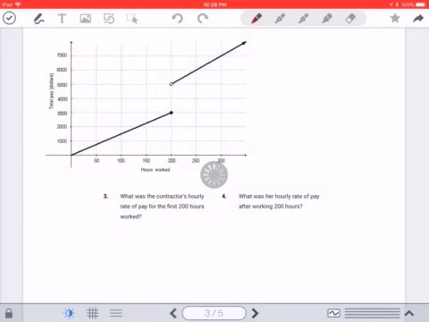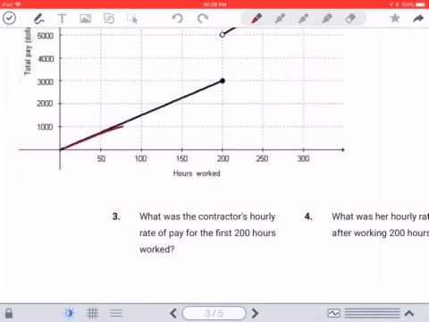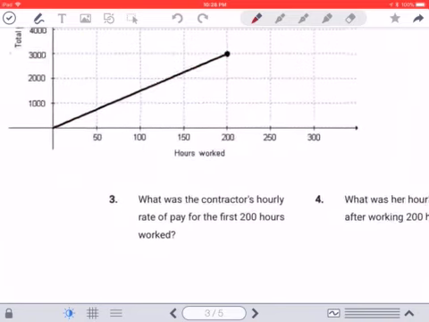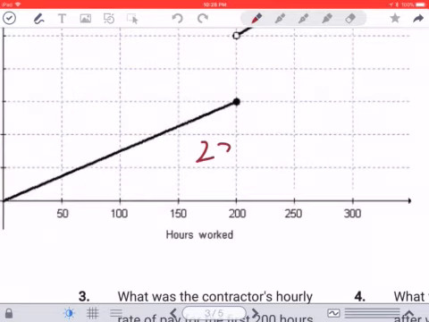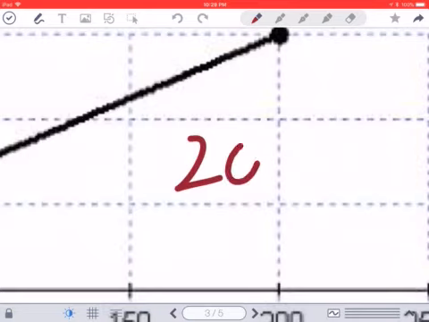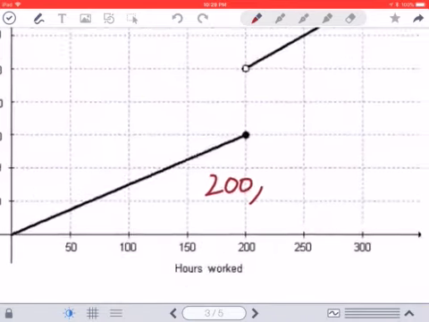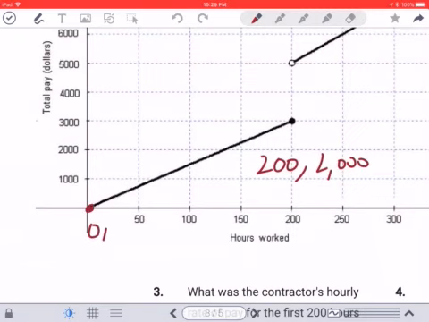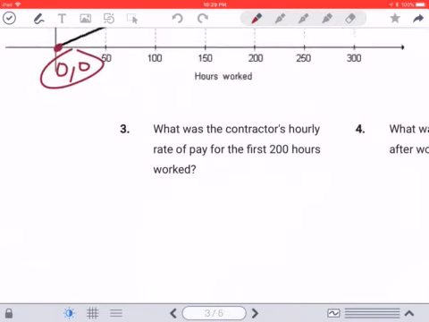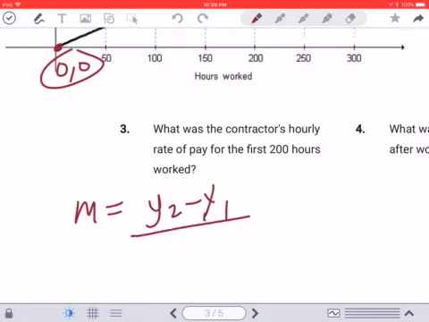All right, number 3. What was the contractor's hourly rate of pay for the first 200 hours? So the first 200 hours is this slope right here. And I could do a couple things to figure this out. The first 200 hours, if I want to figure out an hourly rate, I could just list these 2 points here. This is over 200 and up 2,000. And this point is just 0, 0. Okay, so if I wanted to find the slope, it is the change in y over the change in x.